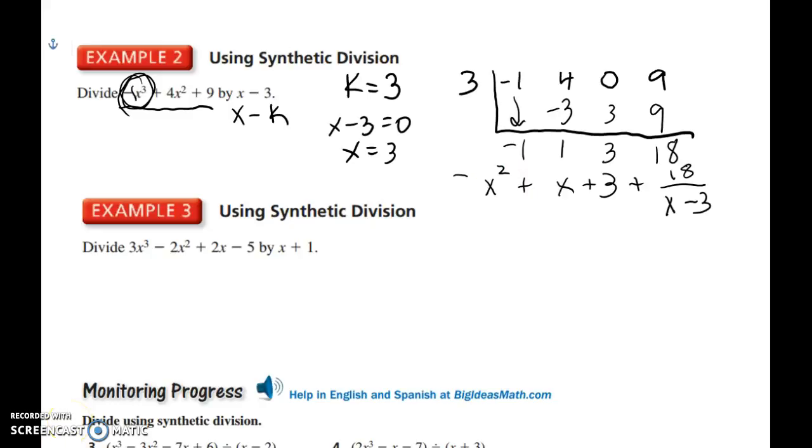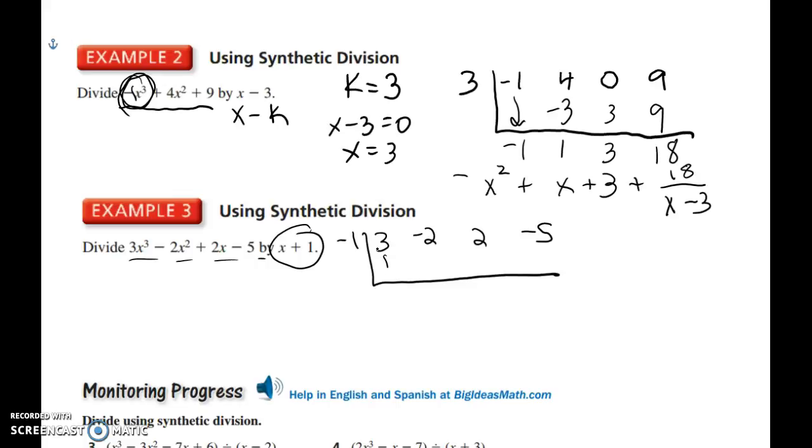Let's try example 2. First thing we need to do is set it up. We are dividing by x plus 1, so we are going to write -1. The opposite goes outside, and then we write the coefficients of our polynomial: a 3 for the x cubed, a -2 for the x squared, a 2 for the x, and then a -5. Notice we're not missing any powers of x, so I do not need to fill in with a 0.